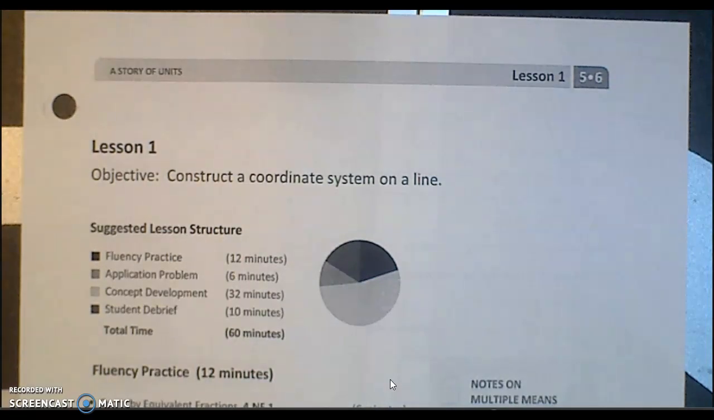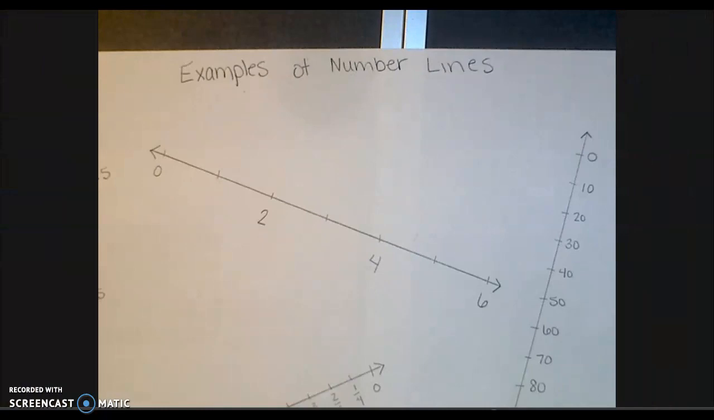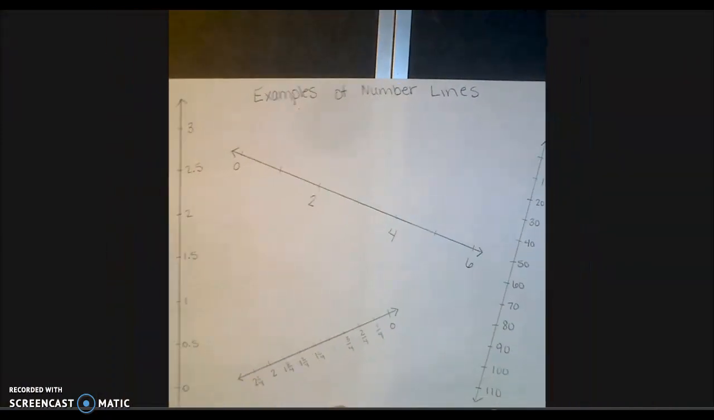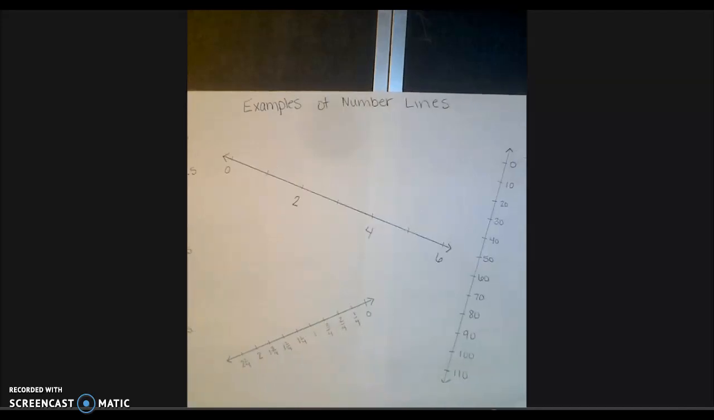So the first thing we need to look at are some examples of number lines. And I'm going to zoom out far enough here so that you can see. These are all examples of number lines. And the first thing you should notice is that they are all drawn in different directions. They all start in different places. So here, this one's even crooked.